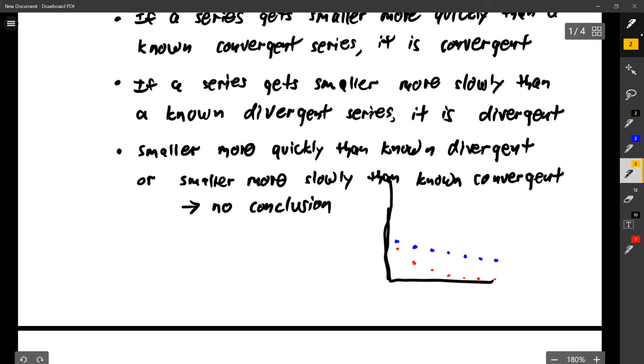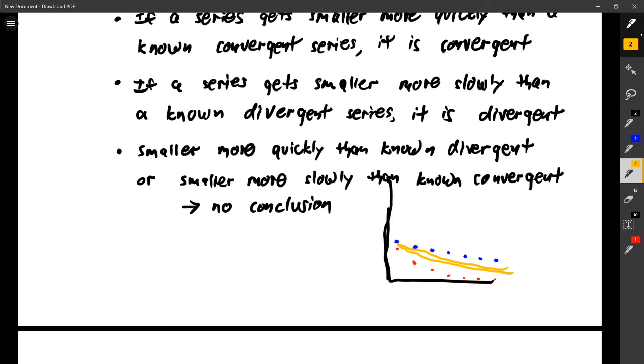That if your series is somewhere here in between, then we don't really have any info. Because if it's going slower, if the yellow one is getting smaller more slowly than the red one, it doesn't mean anything. It's not necessarily divergent, and it might still be convergent.